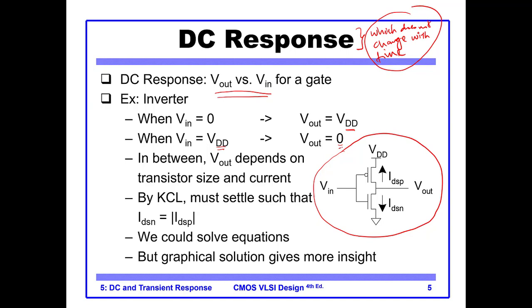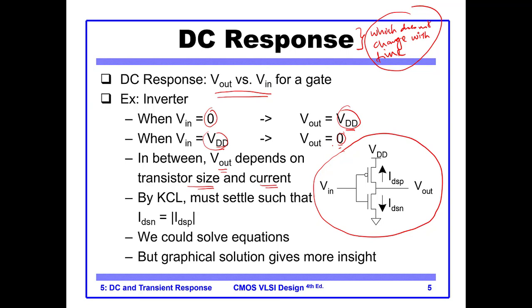But in between these two voltages, what is the behavior of the transistor? What is the current? Okay, so it depends on the size of the transistor and current. So in between, Vout depends on the input, so for this voltage Vout is this, for this voltage Vout is this, but what about the other configurations, other options?